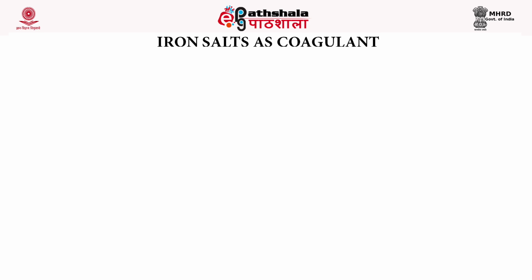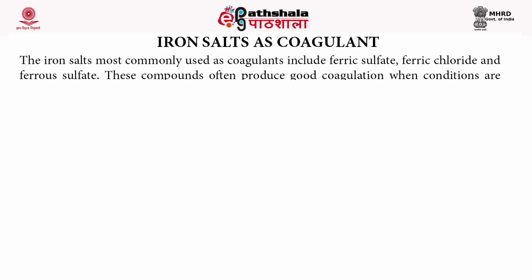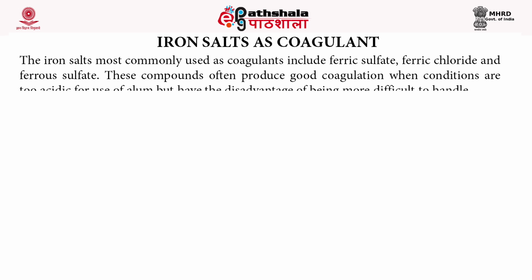Iron salts. The iron salts are also commonly used coagulants and include ferric sulfate, ferric chloride and ferrous sulfate. These compounds often produce good coagulation when the conditions are too acidic for use of alum. The disadvantage of using the iron salts as the coagulant is that it becomes more difficult to handle the sludge.